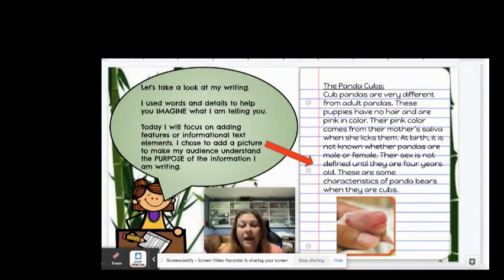So to add to my writing about panda cubs, I chose to add a picture of a panda cub. I could have, because I spoke about them being pink in color, I chose this picture over a picture of a cub that had black and white already, because I'm discussing how they're pink, what their pink color comes from, and I want my readers to visualize what they look like and then to have a picture to go along with it. So again, I chose to add a picture to make my audience understand the purpose of the information I am writing. Okay? So that you can imagine what I'm telling you and then see it in a photo.